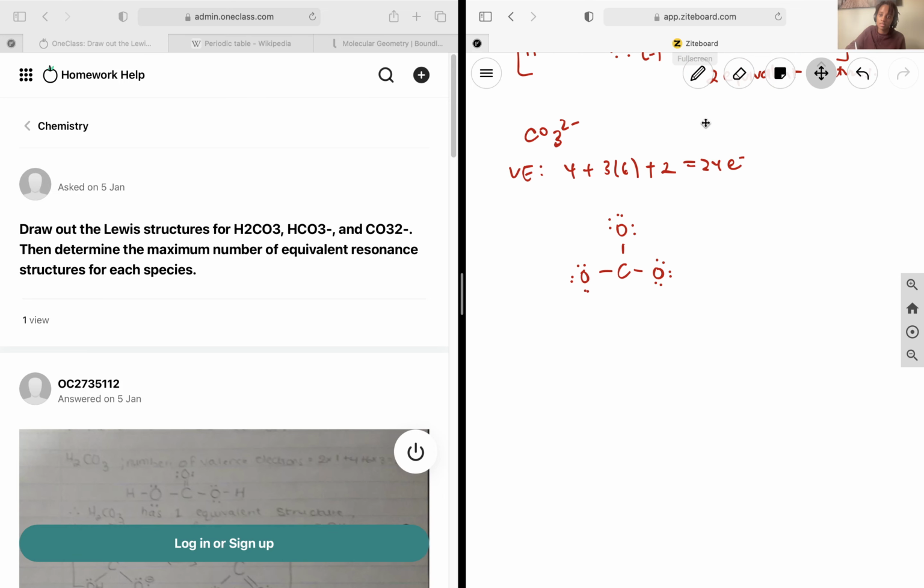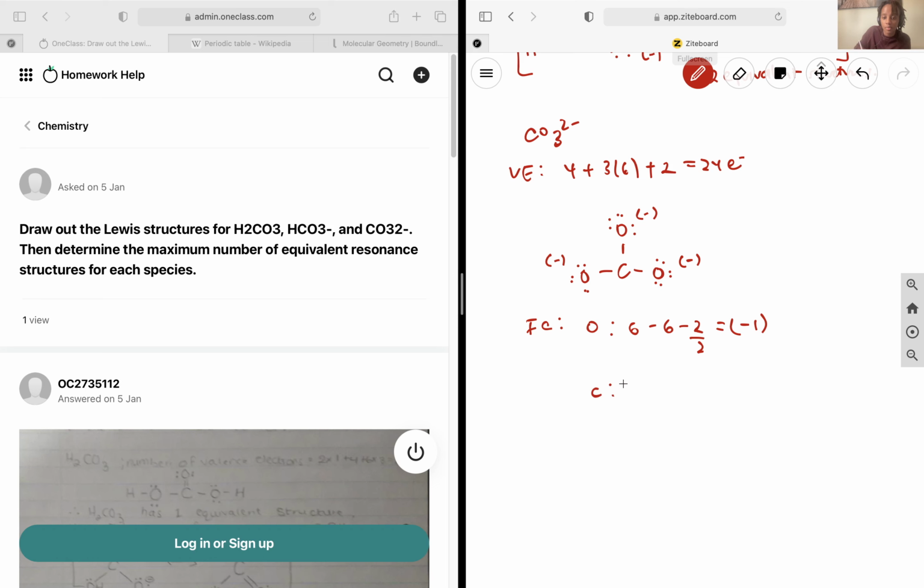Let's check if this is the version that would minimize our formal charges on each. And so on each of the oxygens, we're going to have 6 minus 6 minus 2 over 2. And so that is going to give us a -1 charge on all of them. So they all have minus charges.